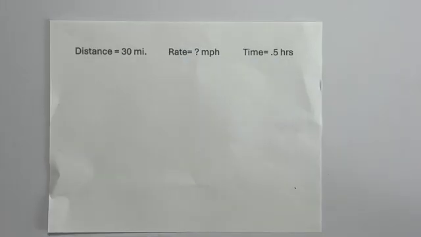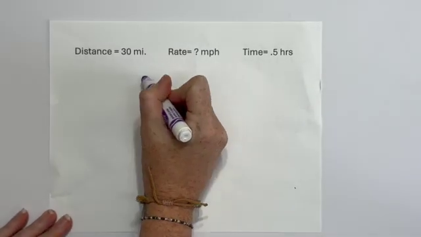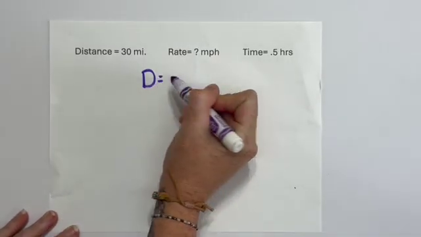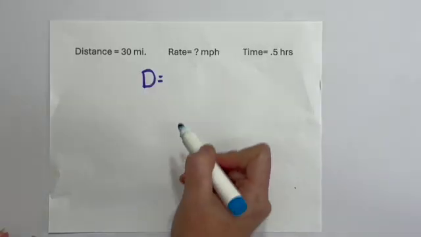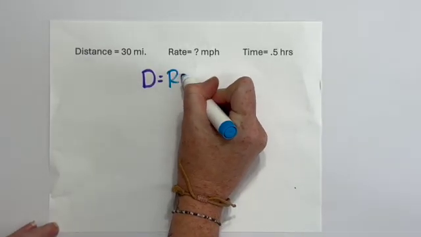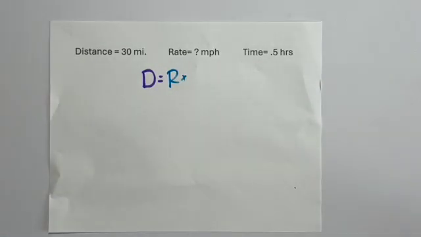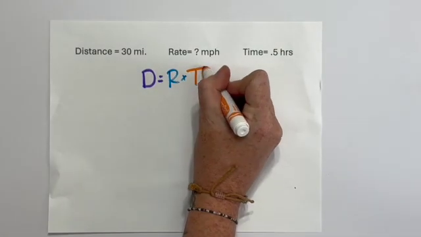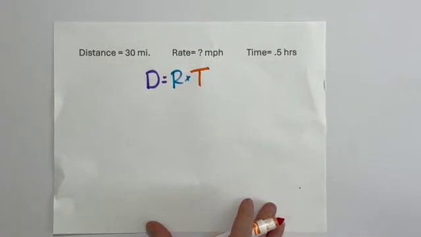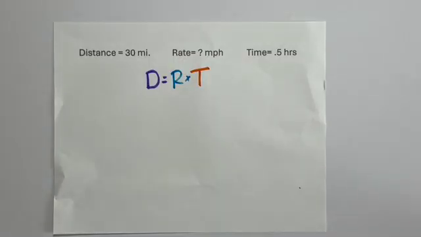My first step when I get a problem is to write down my formula, because my formula is something that is never going to change. So we have our distance is equal to our rate times our time. Then I'm going to take the information that the problem has given me and plug that in.